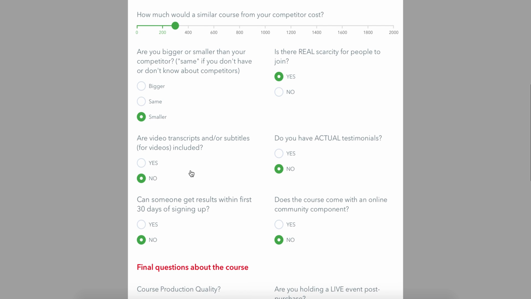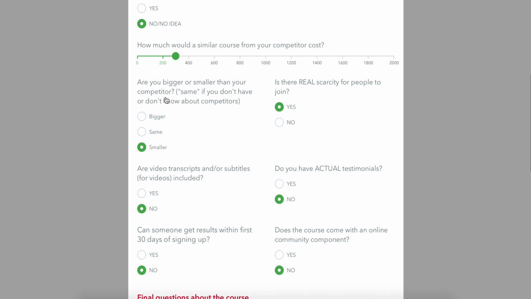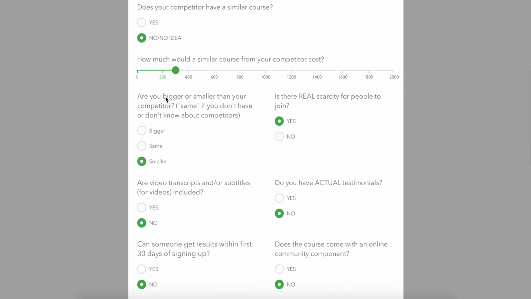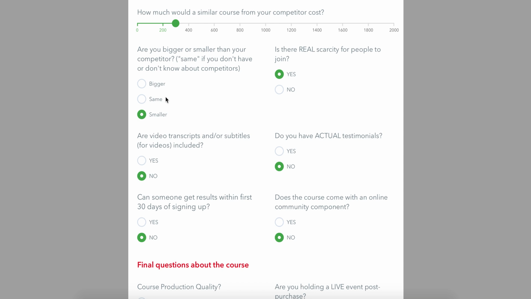Are you bigger or smaller than your competitor, or are you the same? I'm going to look at this, and I don't have a direct competitor, but I do have similar competitors. Likewise, make sure you do your research so that you're making about the same assumption. Is there real scarcity for people to join? Real scarcity, people. Don't try to create scarcity. We mean real scarcity. Likely it's going to be no, unless you're building a course so somebody can compete in a very specific event on a very specific day.